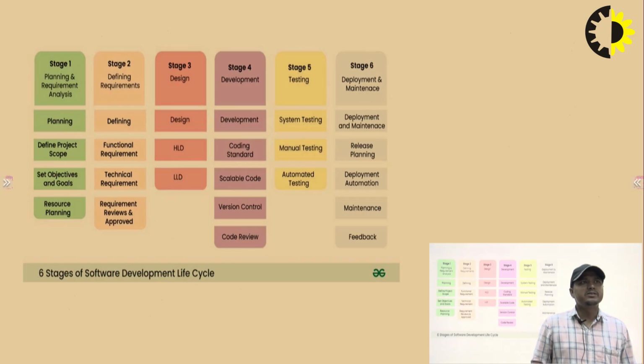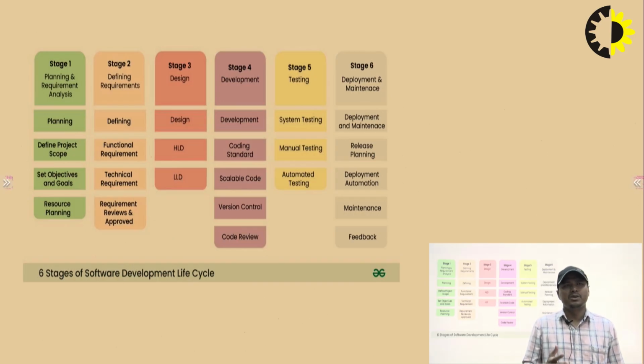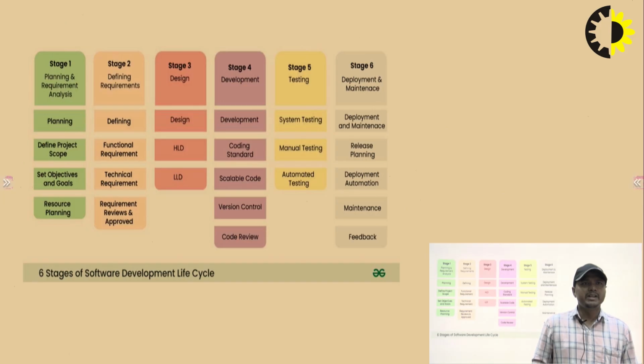Third is design, where we use different types of design when developing the software, like HLD and LLD. Stage 4 is the development phase, where we consider the coding standard, the version, and the code review. Stage 5 is testing, where we do system testing, manual testing, and automated testing with the help of different kinds of tools.